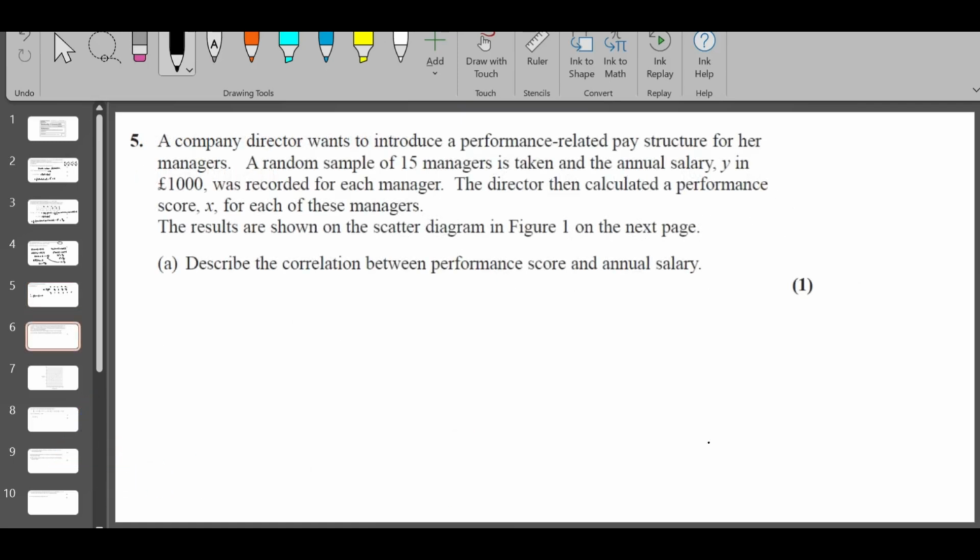A company director wants to introduce a performance-related pay structure for her managers. A random sample of 15 managers is taken and the annual salary Y in £1,000 was recorded for each manager. The director then calculated a performance score X for each of these managers. The results are shown on the scatter diagram in figure 1. Describe the correlation between performance score and annual salary.